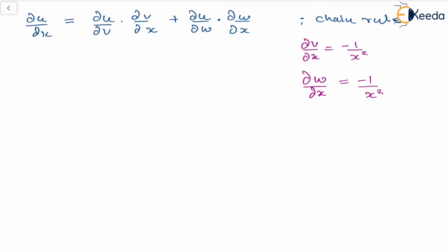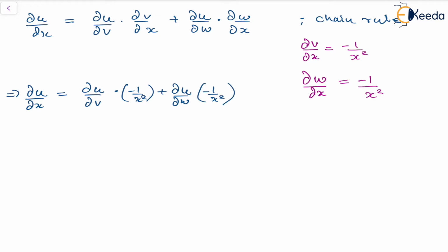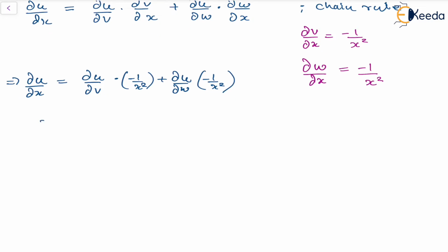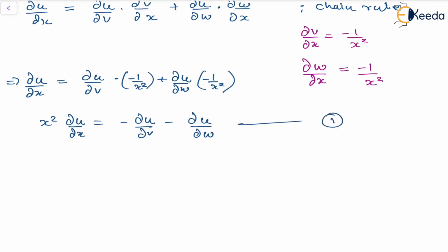Now substituting these values, we get dou u by dou x is equal to dou u by dou v times minus 1 by x square plus dou u by dou w times minus 1 by x square, which gives, taking x square to the other side, x square times dou u by dou x is equal to minus dou u by dou v minus dou u by dou w. Let us take it as equation 1.